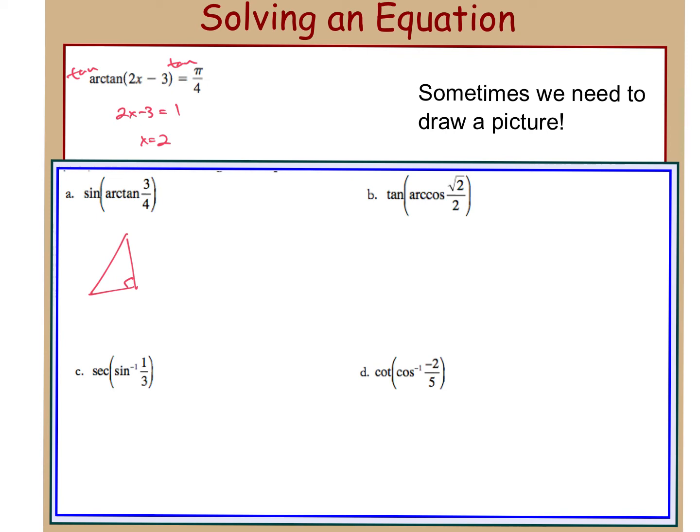Opposite over adjacent. So my opposite is what? 3. My adjacent is 4. So that means my hypotenuse is going to be what? 5. All right. So now that I have that triangle, now all I have to do is evaluate sine on it. Remember doing these last year? Yep. So what's the sine of that guy? 3/5.